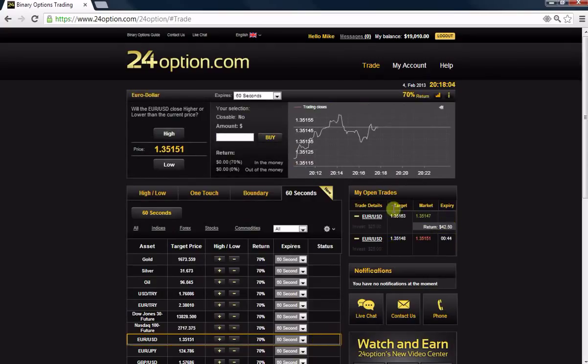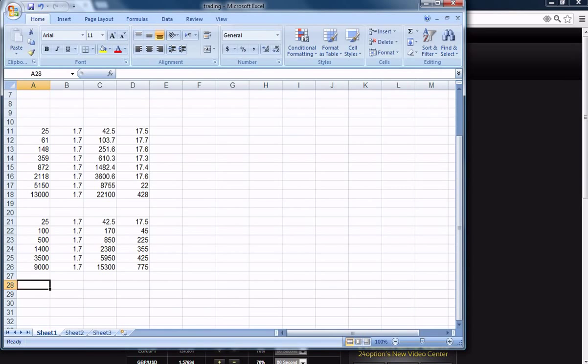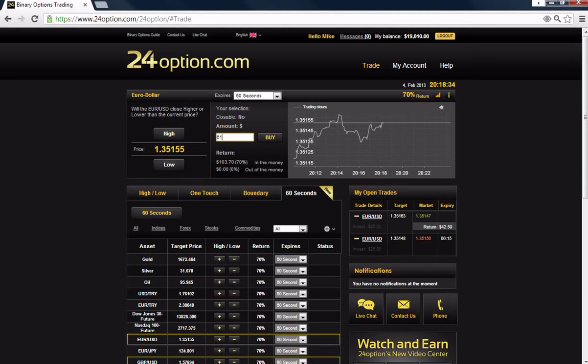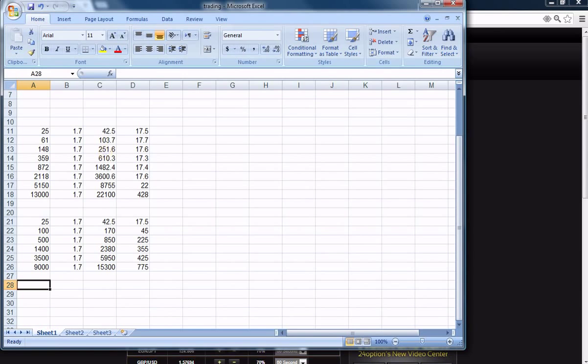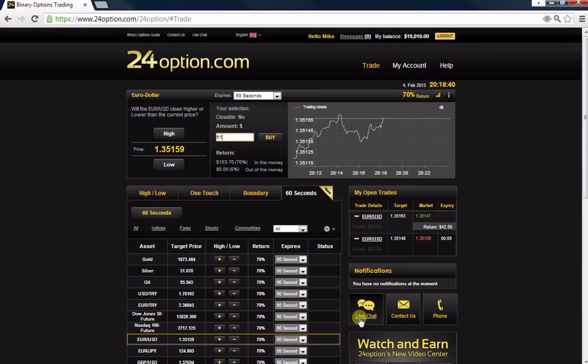Here we see the status of the previous trade where we won $42.50. The current price is 1.35148, 1.35152. It looks like it's hovering around there, but it could change in the next 30 seconds. So we're going to prepare the next trade just in case we lose. That trade is going to be $61, which means we're also going to profit on a 70% return. Our profit is going to be $103, $104. Looks like we're going to lose this trade.